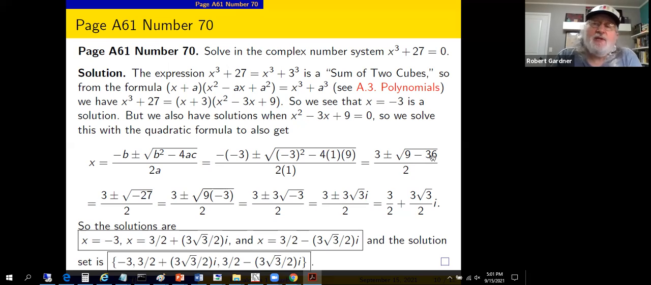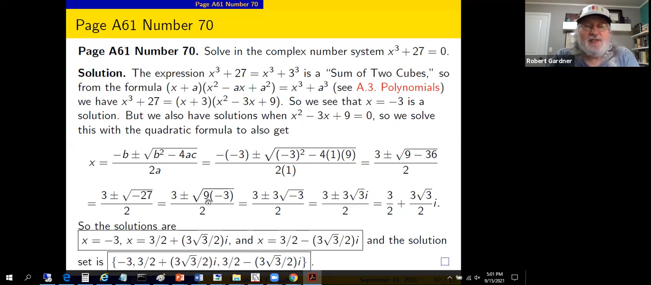9 minus 36, that's negative. Not a big deal these days, though. In fact, it's -27. So we get 3 plus or minus the square root of -27 over 2. Well, I can take the square root of -27 if you'll let me use complex numbers.